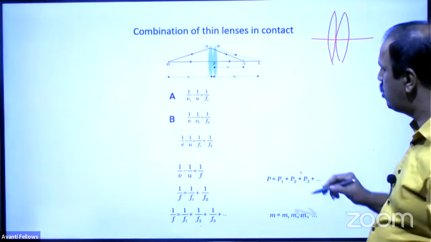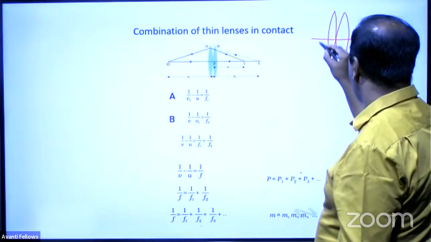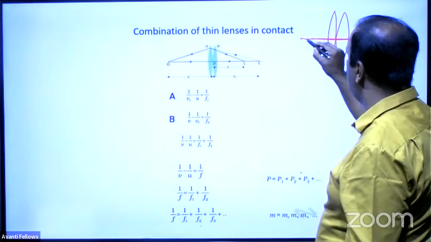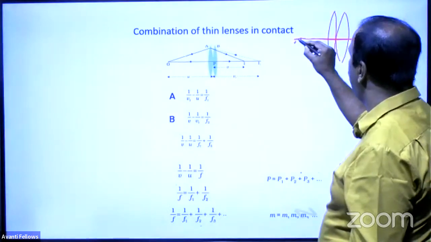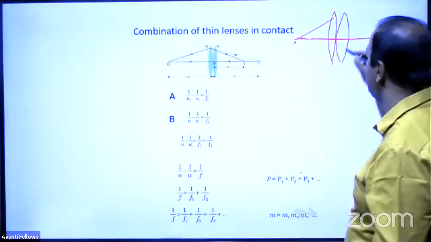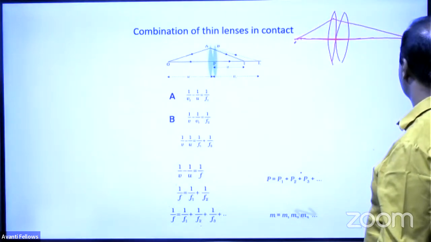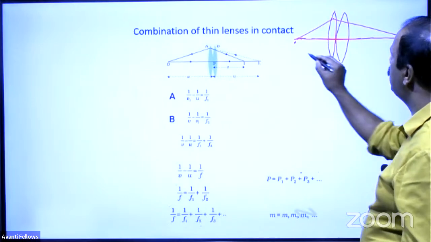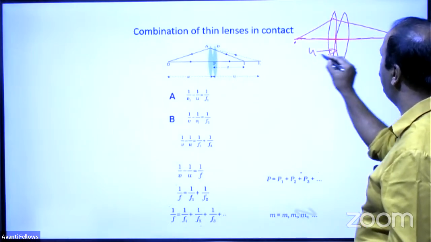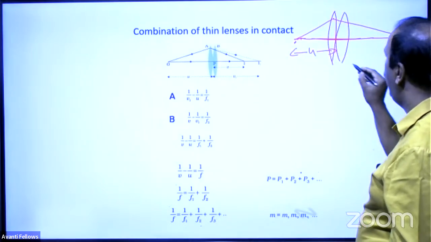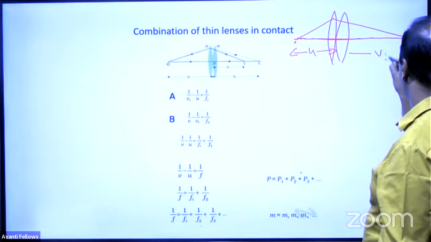So we'll check it. Here you see we have one lens. First think about one lens only. Our object is here, and from the object the light is going like this, so that makes an image here. This image is I1, and this U is the object distance from here. This will be V1.